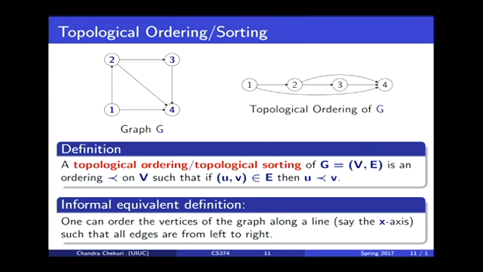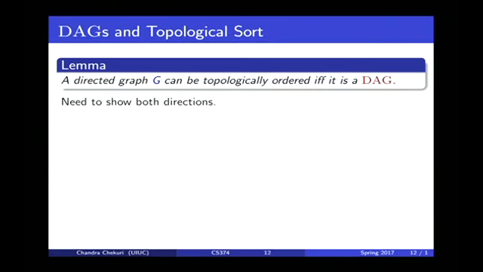So how do we prove that every DAG has a topological order? First, one thing we can claim is that a directed graph can be topologically ordered if and only if it is a DAG. Okay.